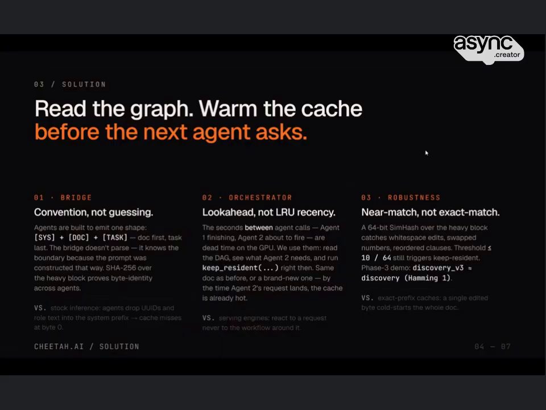Our solution has three phases. First, the bridge. The bridge restructures each prompt so the shared document always sits first and the agent instructions come after. Each agent hits the same cache. No rereading the same document again.